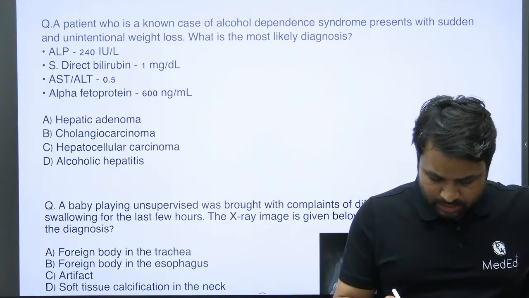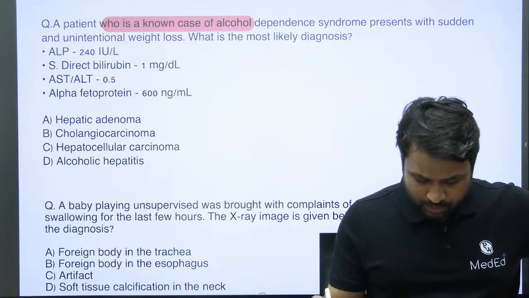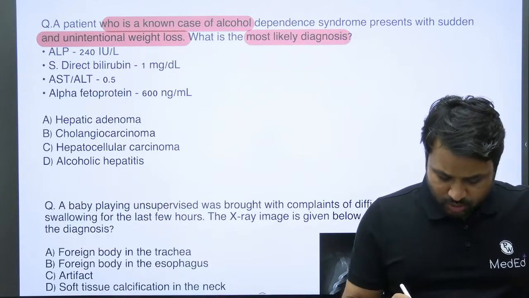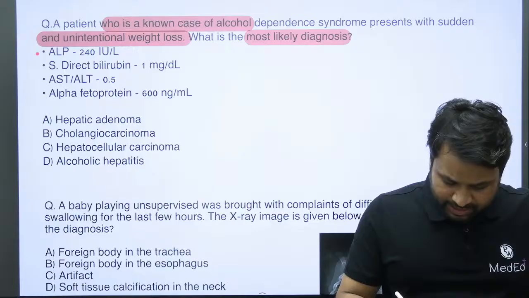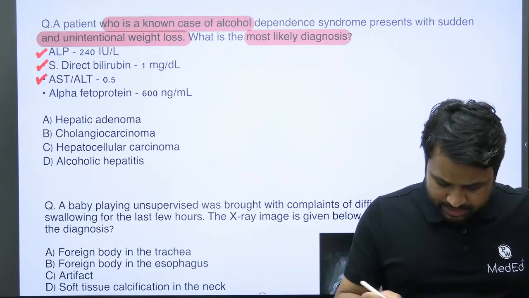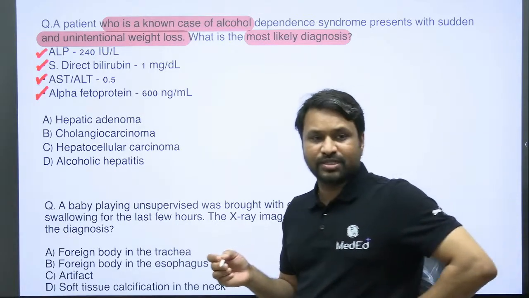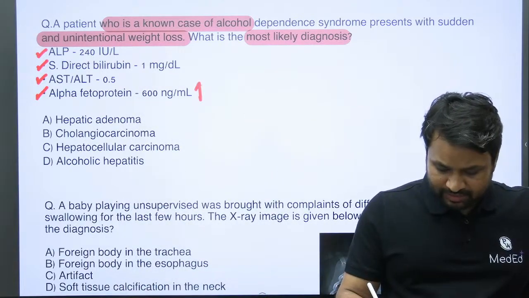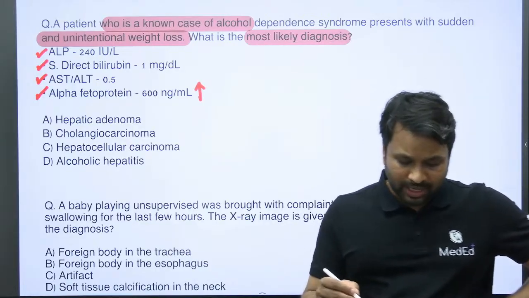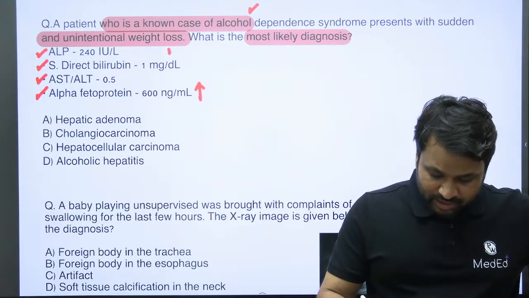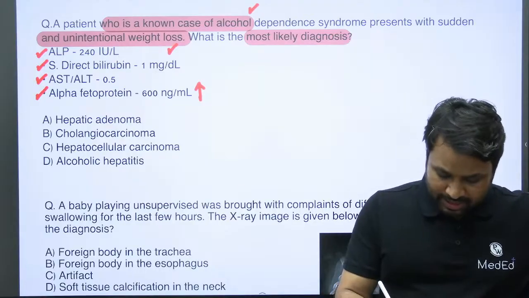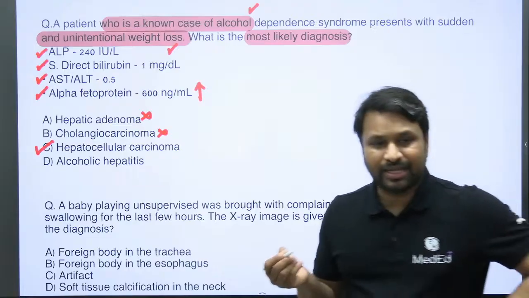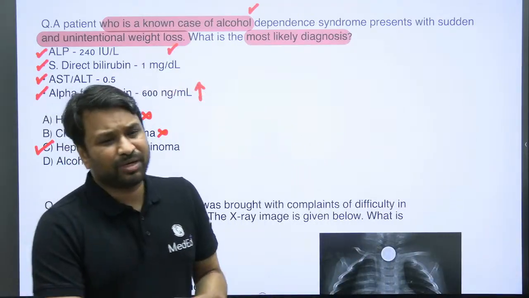A patient who is a known case of alcohol dependence syndrome presents with sudden unintentional weight loss. What is the most likely diagnosis? So you have the options given. The ALP is there, bilirubin is normal, AST-ALT ratio is there, alpha fetoprotein level is increased. AFP is increased. Known alcoholic, sudden weight loss, should be malignancy. It is not adenoma, right? Bilirubin is normal, it cannot be cholangiocarcinoma. It looks like hepatocellular cancer because in cholangiocarcinomas, the bilirubin level will be raised.